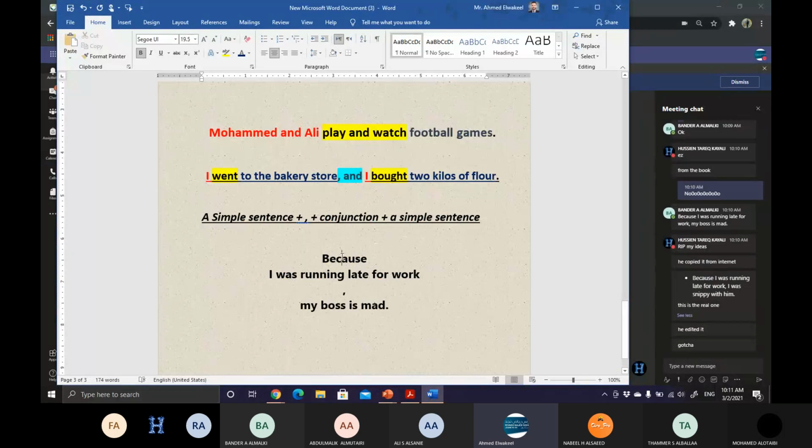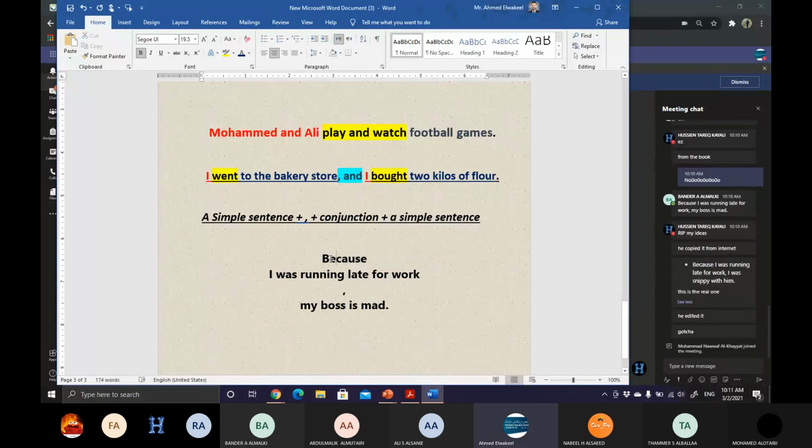Okay, so because it's called what? This is called a subordinating conjunction. Why do we call it a subordinating conjunction? Because it makes the clause after it what? A subordinate clause.